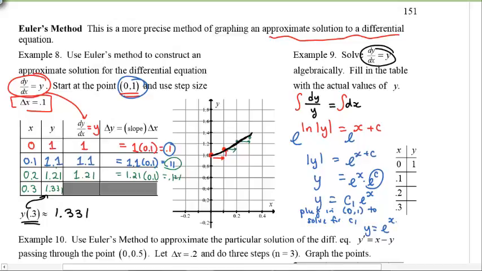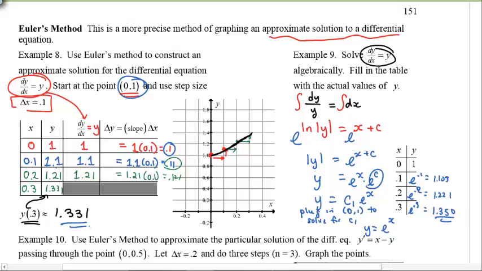All right. And then if I asked you for the actual values, you'd be plugging in now. This will be e to the 0.1, which is, I think, 1.105. This is e to the 0.2, which would be 1.221. Hey, not bad. That's pretty close. And e to the 0.3, that's 1.350. Pretty close. Okay?